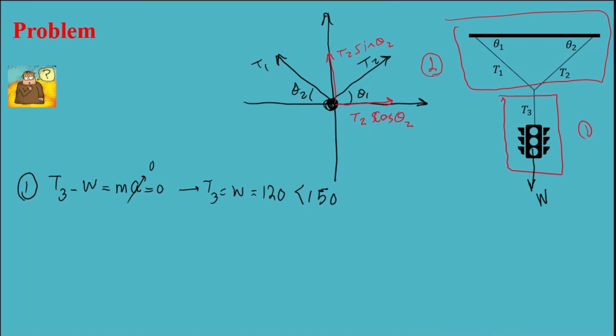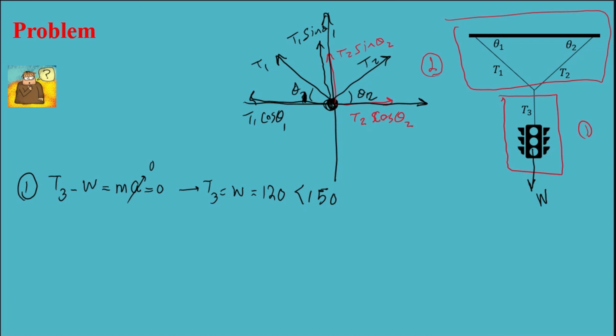Now let me break down T1. T1 is going to do the same things. So that one is going to be T1 sine theta 1, and here I have T1 cos theta 1, right? So that's going to be theta 2, and this one is going to be theta 1, right? My bad here. Now let's find T1 and T2.